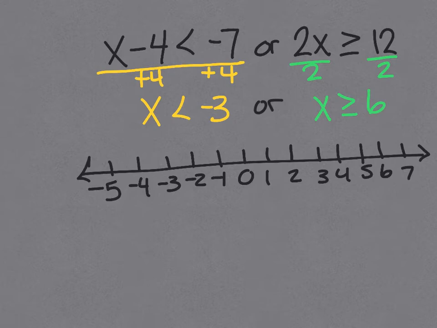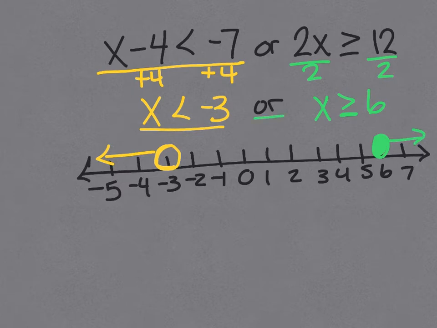All right, so we're going to graph the first one here. All my solutions lie less than negative 3, and it's going to be an open circle because it's not including the number negative 3. It's everything less than, so it's going this way. On the second one, x is greater than or equal to, so we're including the number 6. We're going to do a solid circle to indicate we're including that, and it's larger than, so it's going the other direction.